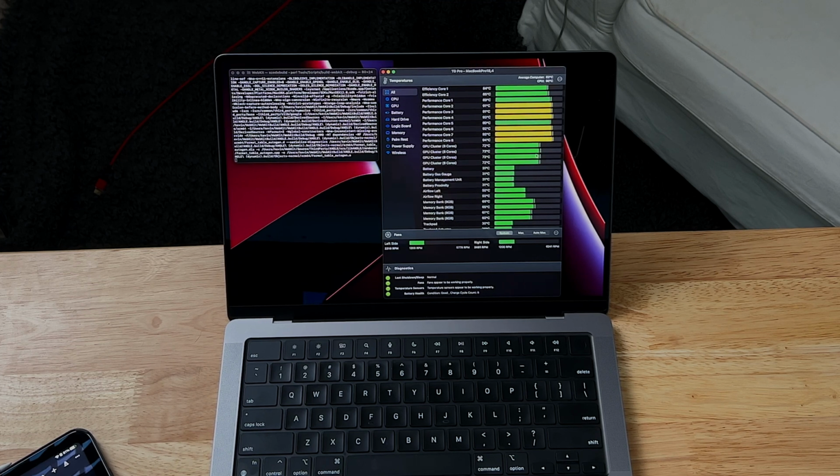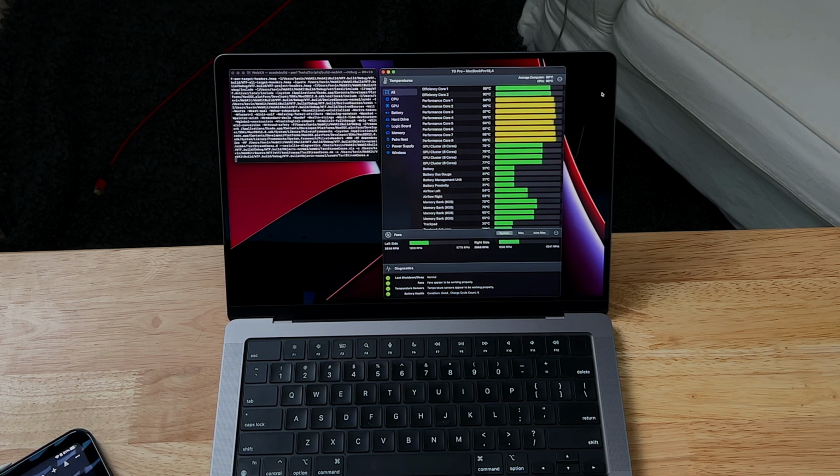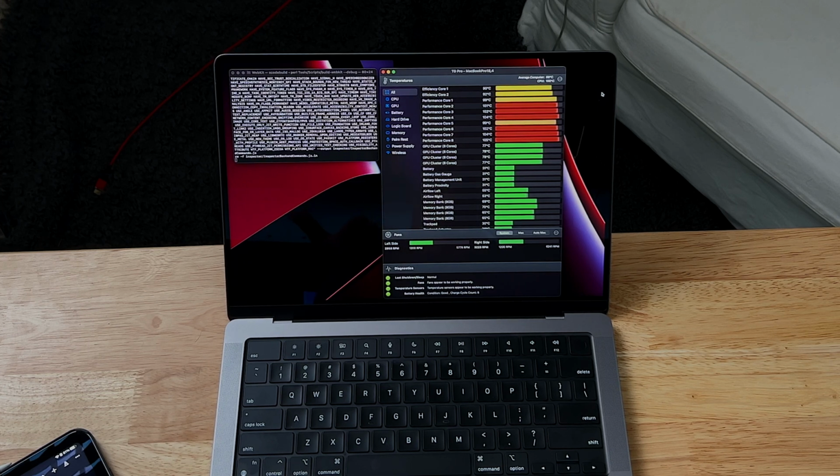Fans are starting to spin up at about 2400 for each, at about a minute and a half. So performance core 8 and 7, 8 specifically, definitely teases that 100 degrees, 99 degrees Celsius. Oh no, 104, 102. So you can see we're in the red just for brief moments. So it's just interesting to see this.